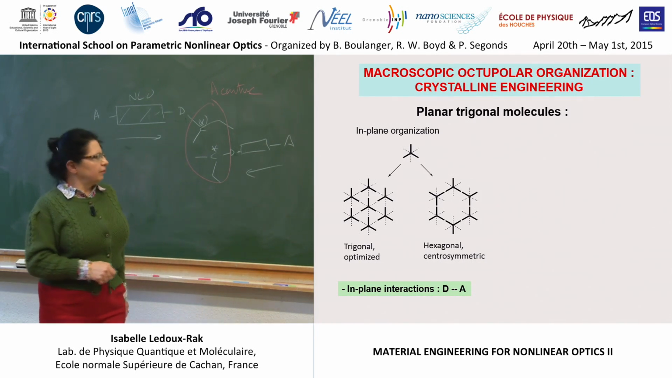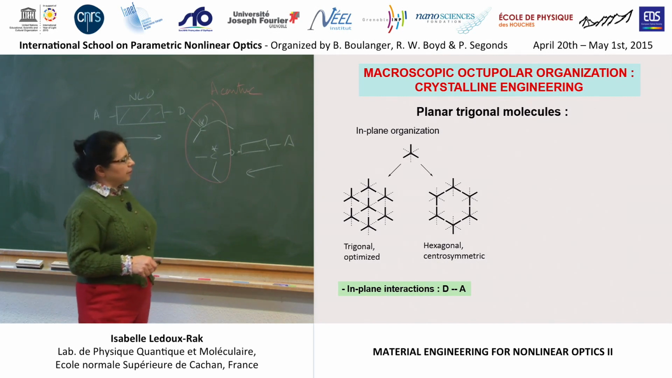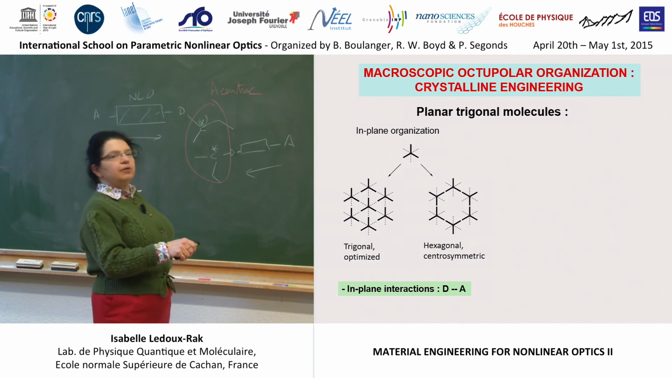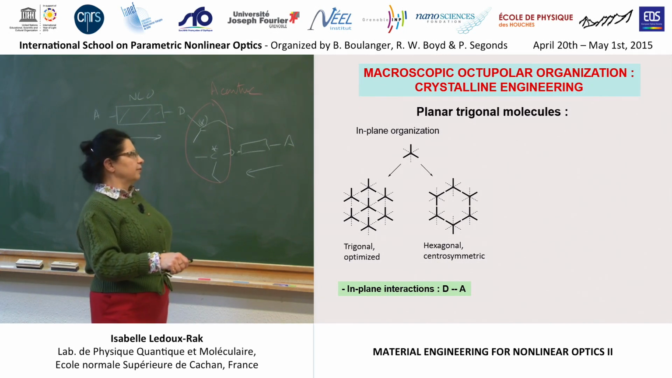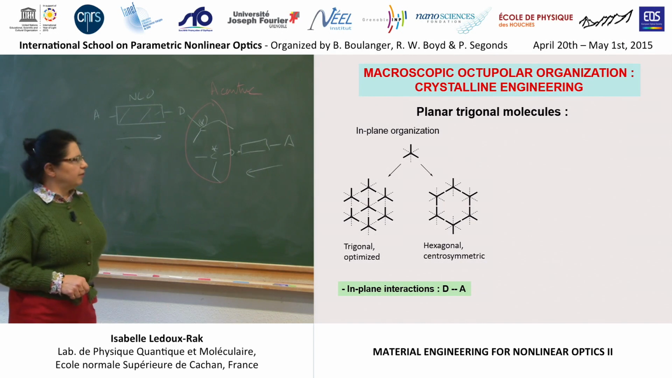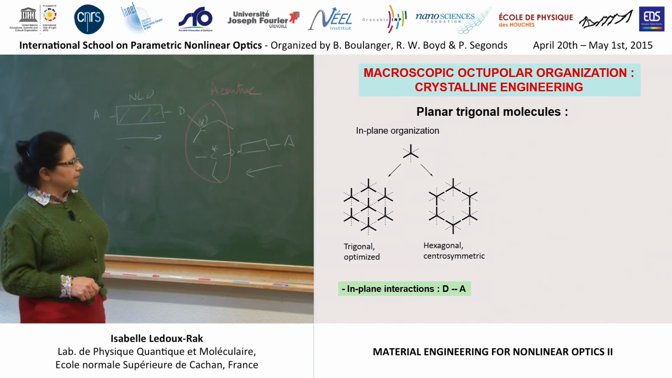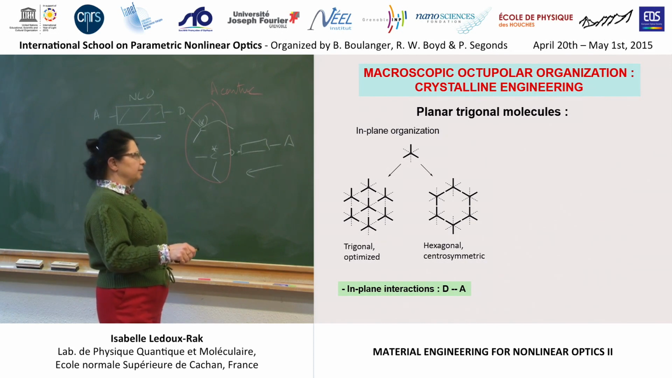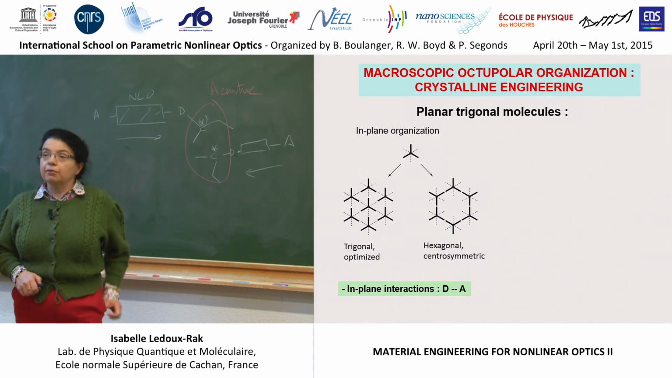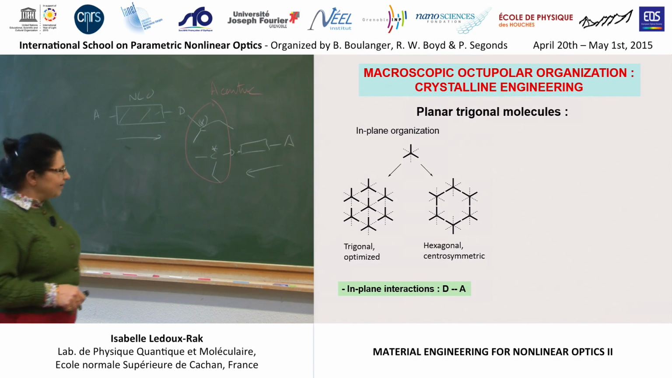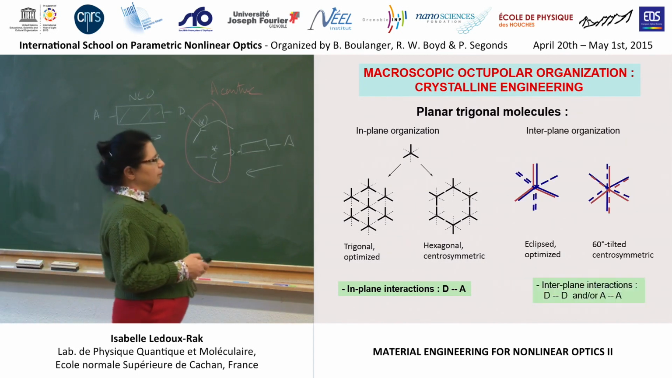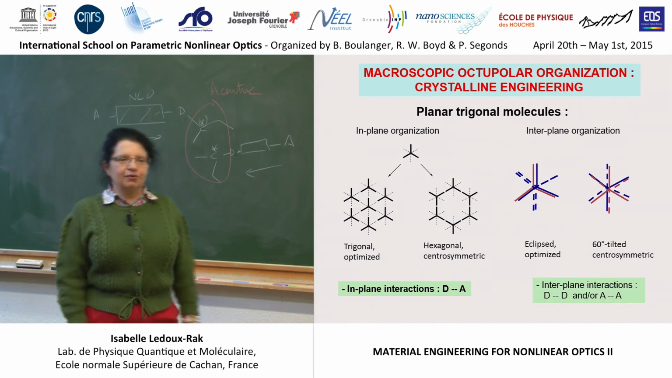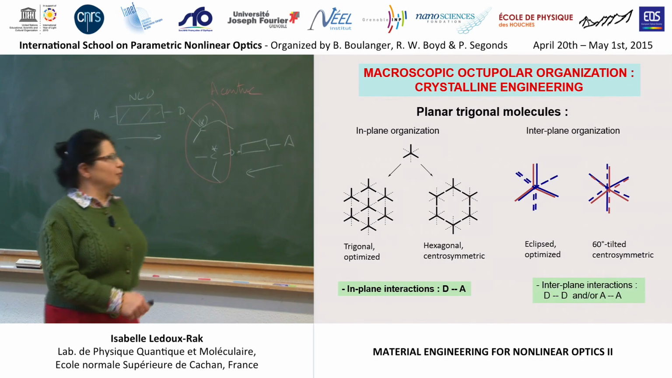And in that case, you find a trigonal optimized structure. On the contrary, if there is some attraction between groups of the same nature, donor and acceptor, you have a hexagonal organization which is centrosymmetric. So it's relatively easy to have good attraction between donor and acceptor because usually they have opposite signs. But the point will be to find the way to have interplane organization because crystals are three-dimensional objects.